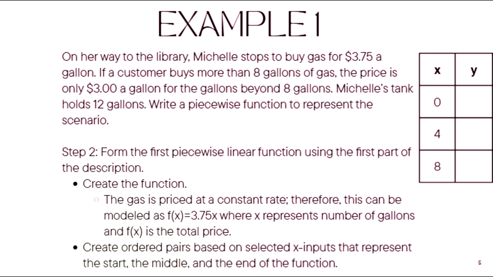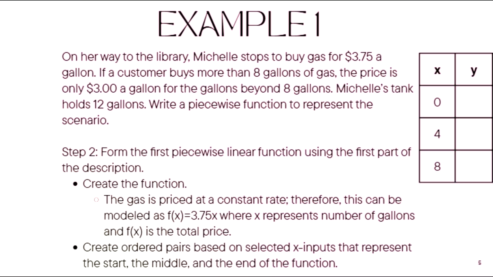So step 2 is to form the first piecewise linear function using the first part of the description. So first you need to create the function. The gas is priced at a constant rate. Therefore, this can be modeled as f of x equals 3.75x, where x represents the number of gallons and f of x is the total price. So there's your formula. We're going to create ordered pairs based on selected x inputs that represent the start, middle, and end of the function.